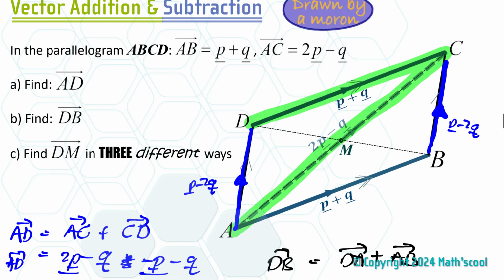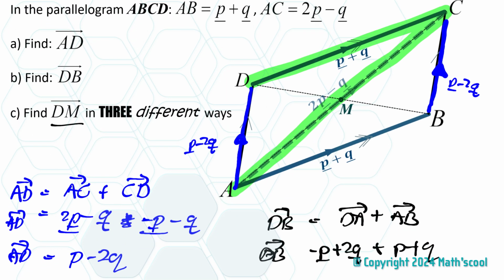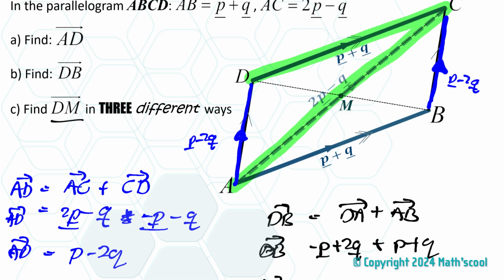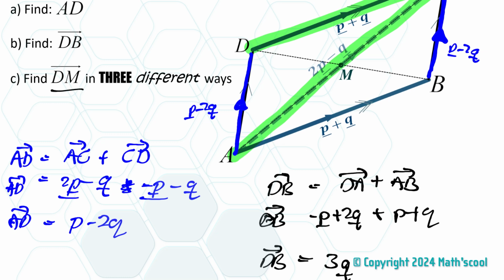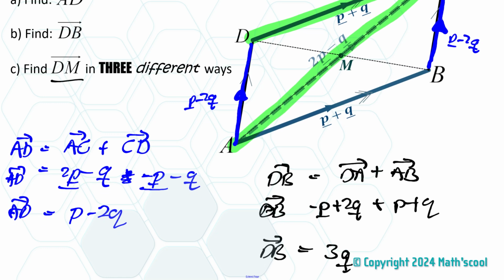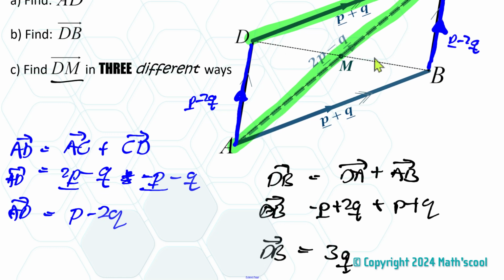Okay, and then it says find D to M in 3 different ways. Now obviously we don't need 3 different ways, but they're just saying, look, do it in 3 different ways just so that we can show that you get the same answer whatever way you do it. So the first and most obvious way I'm going to do it is I've just found D to B. So if I want to find D to M, instead of driving from D to B, I just drive halfway from D to B, and that will take me to M.